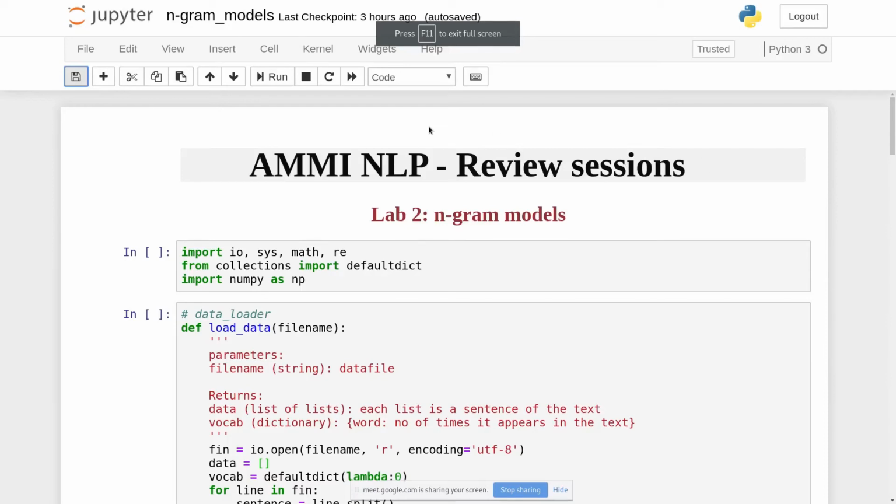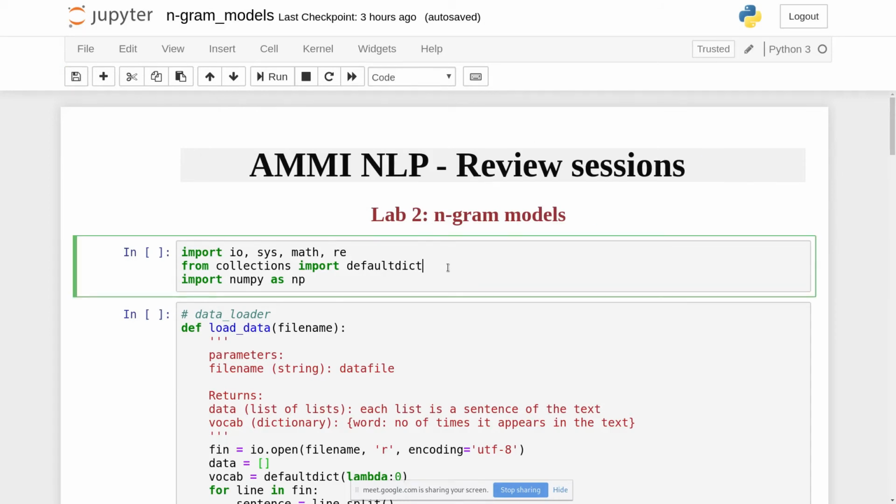Okay, so we'll start this lab. So this is lab 2 in the review sessions, and in this lab we're going to talk about language modeling and especially the n-gram models, and we're going to build n-gram models.